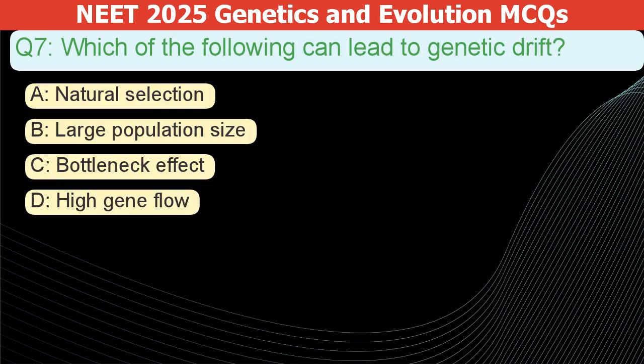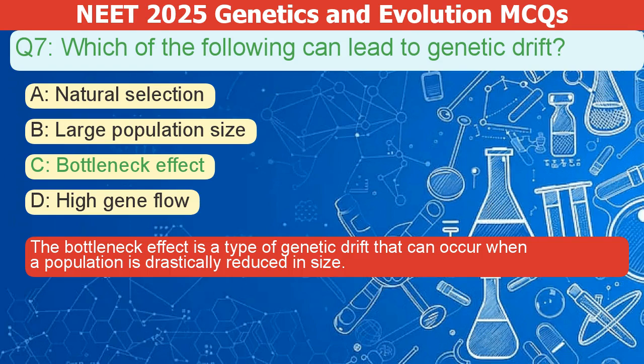Which of the following can lead to genetic drift? A. Natural selection. B. Large population size. C. Bottleneck effect. D. High gene flow. The correct answer is C. The bottleneck effect is a type of genetic drift that can occur when a population is drastically reduced in size.